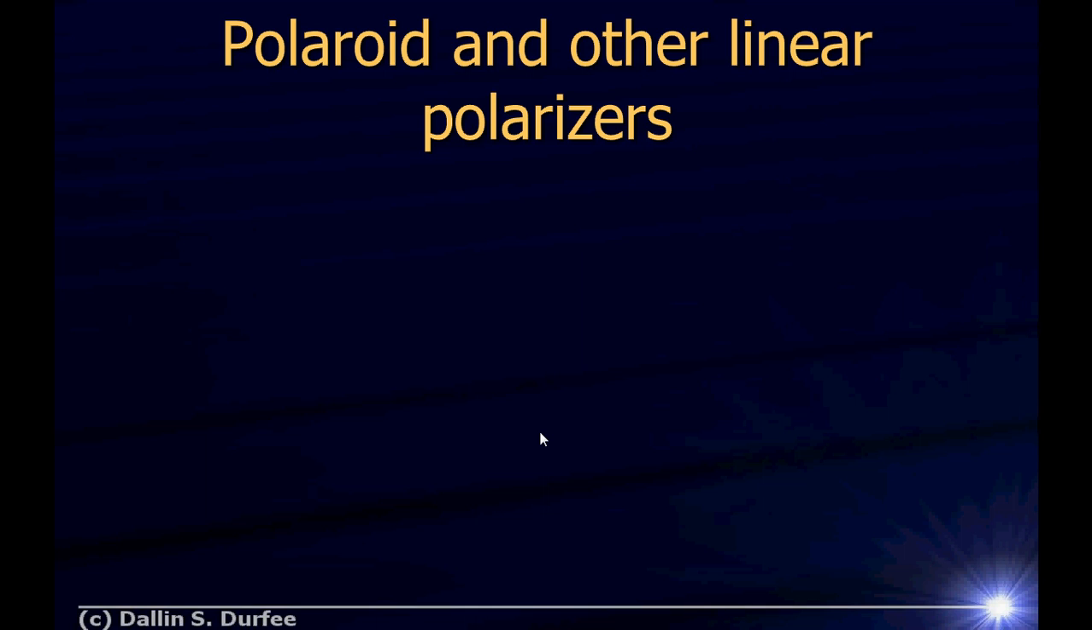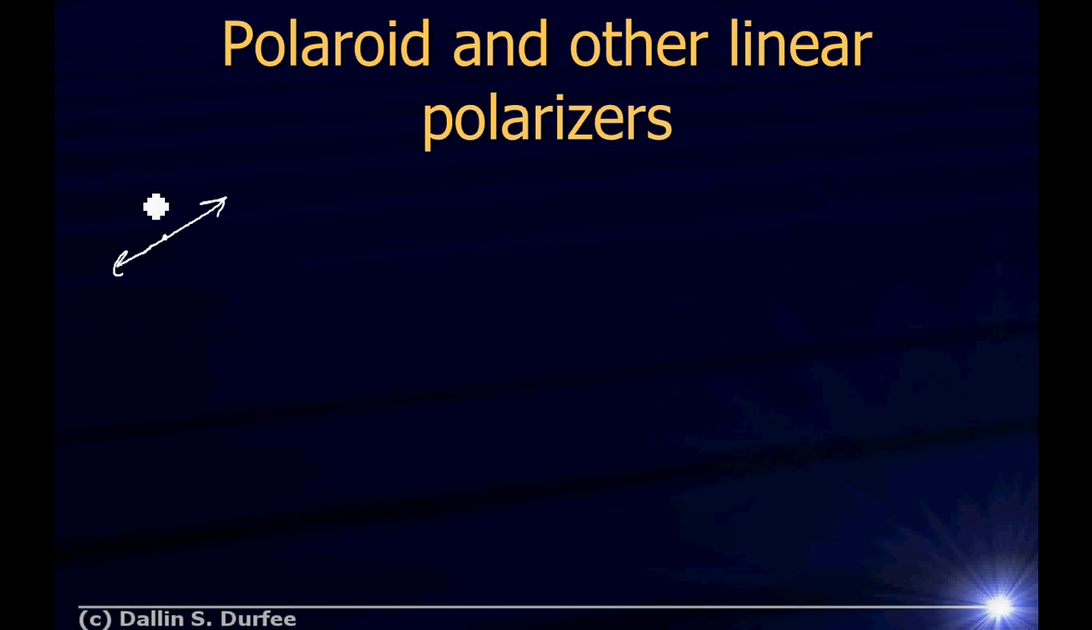So Polaroid is actually the invention that the company Polaroid, which made cameras, is named after. And the way that it works basically is you send in light. So imagine light is going into the page, and it's polarized like this. So the electric field is oscillating back and forth in this direction.